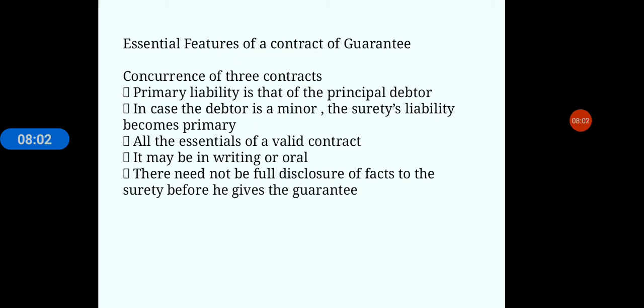The next essential feature is that the contract of guarantee should have all the essential features of a valid contract. We have seen the essential features of a valid contract. Next, it can be either in writing or oral. And an important feature is that there need not be full disclosure of facts to the surety before he gives the guarantee. Once the guarantee is given by the surety, it is a full and final guarantee.